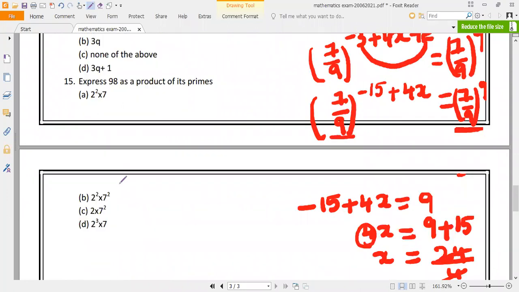15th question. Express 98 as product of its primes. 98, right? Product of prime numbers.